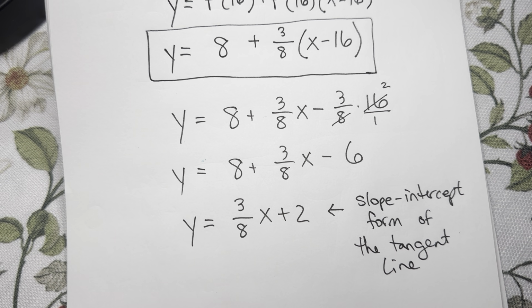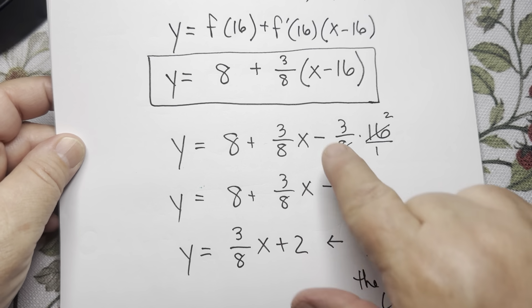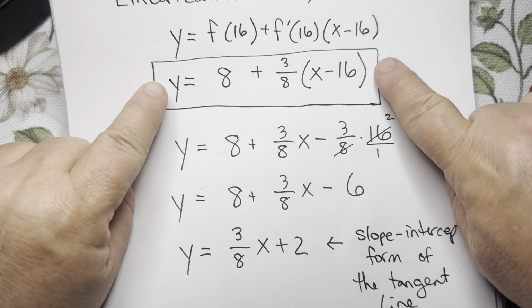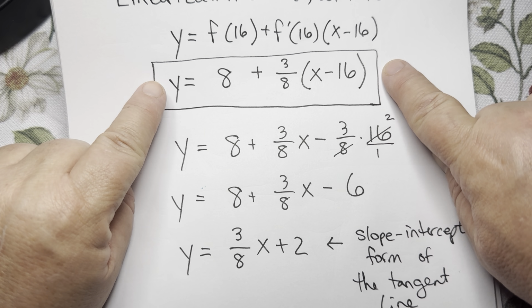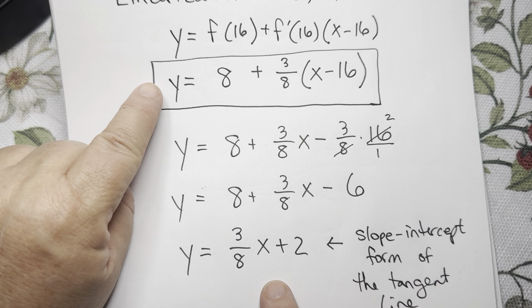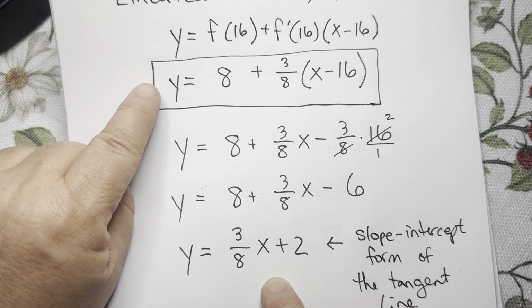So, woohoo, yay! Just to be clear, I kept going just out of curiosity, but when you do these problems, go ahead and stop right there, unless the problem asks you then to continue to get the slope intercept form, the y equals mx plus b form.